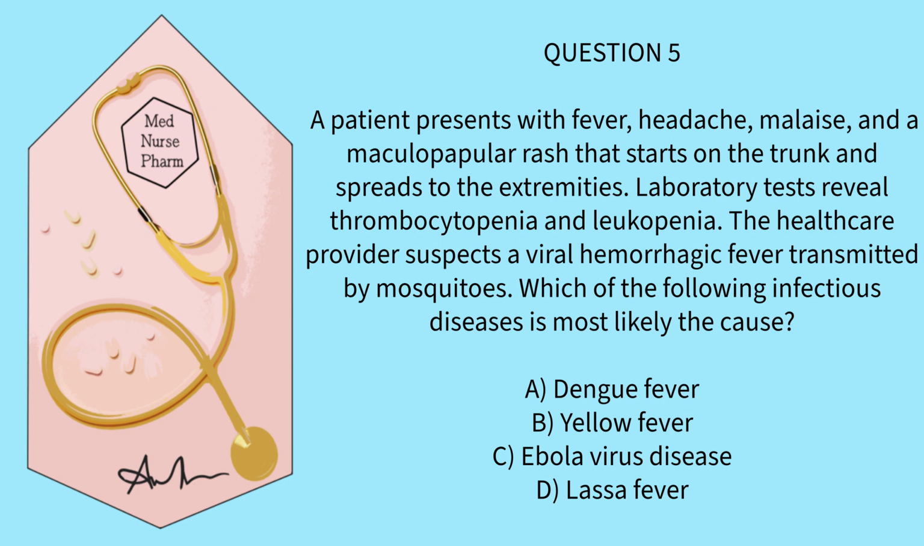Question 5. A patient presents with fever, headache, malaise, and a maculopapular rash that starts on the trunk and spreads to the extremities. Laboratory tests reveal thrombocytopenia and leukopenia. The healthcare provider suspects a viral hemorrhagic fever transmitted by mosquitoes. Which of the following infectious diseases is most likely the cause? Dengue fever, yellow fever, Ebola virus disease, Lassa fever. Pause the video and select your answer.